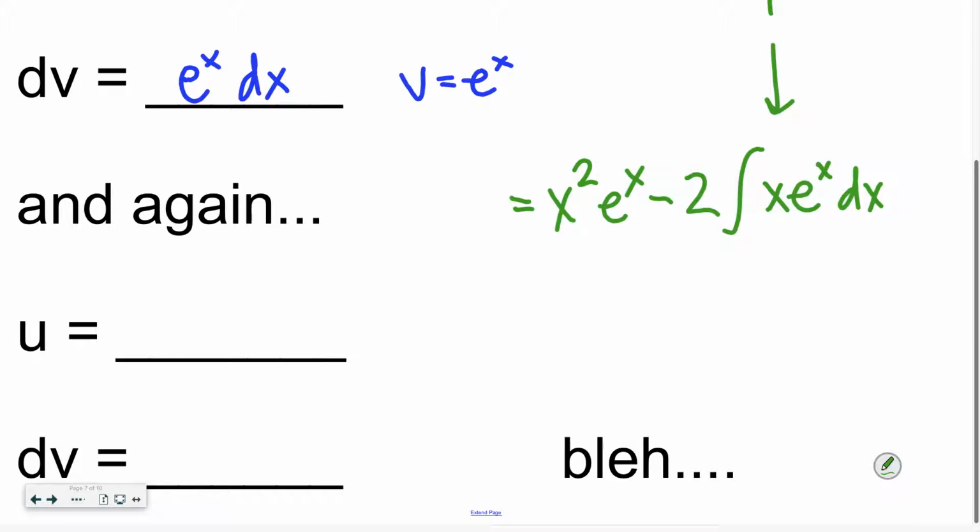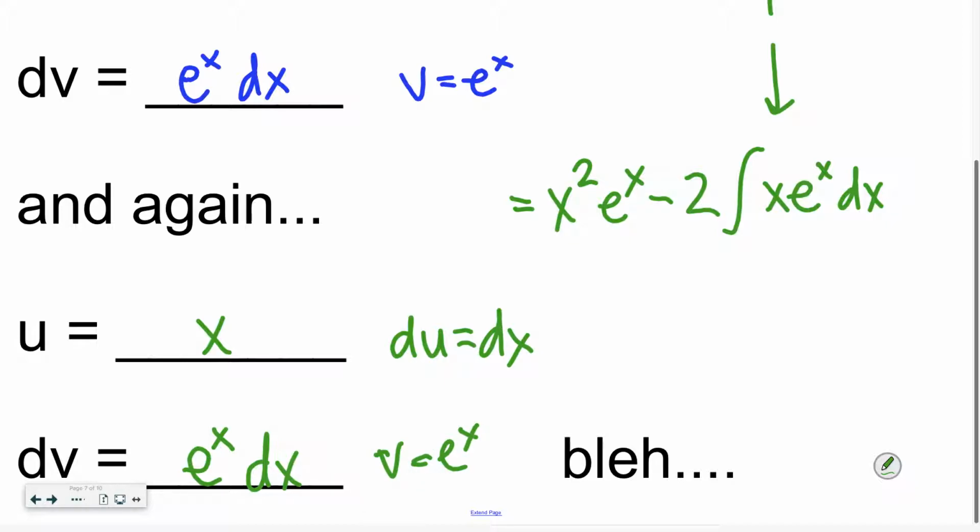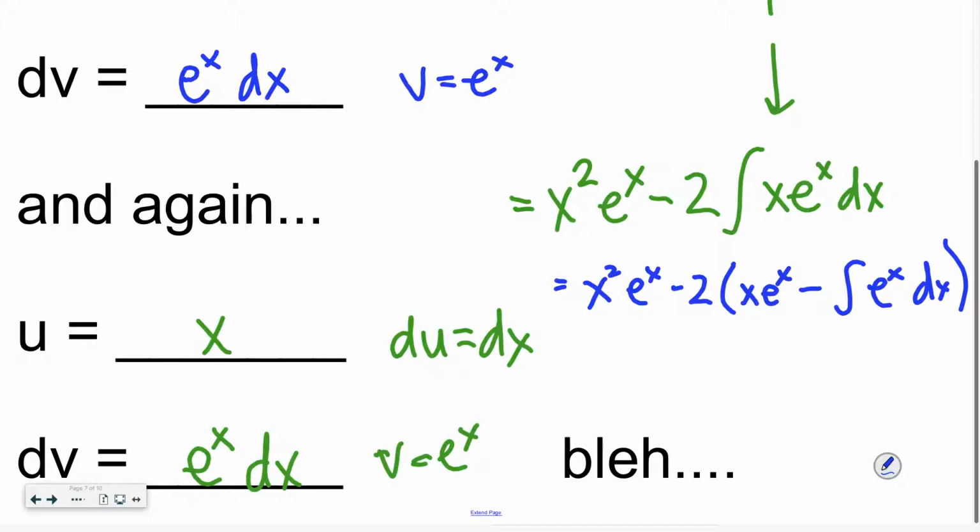Technically, we already know this. We did this just moments ago, where we let u equal x and dv equal e to the x dx, where du was dx, and v was e to the x. So this would become x squared e to the x minus 2 times the quantity u times v minus the integral of v du, which is what we just did. Was it 2 examples ago, 3 examples ago? I don't even remember at this point.